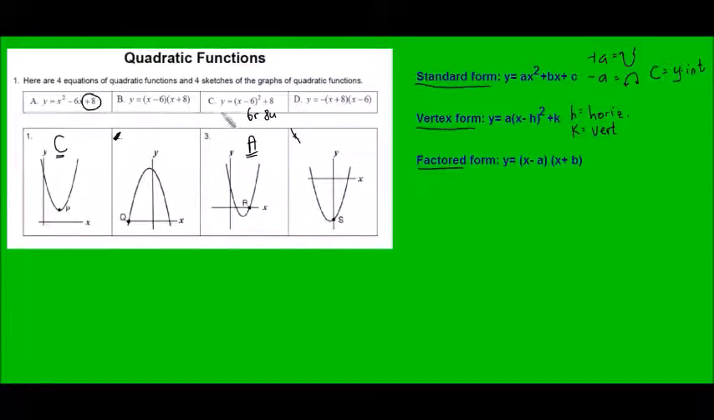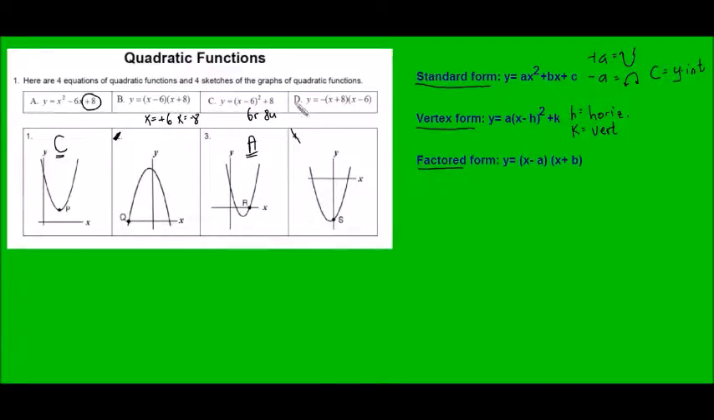So let's look at B and D. They're both in factored form. So these factors are going to represent my zeros. Graph B. When I get x isolated, it's going to give me positive 6. Or x equals negative 8. So that could be this graph, one positive and one negative solution. Or it could be this graph, one positive, one negative solution.